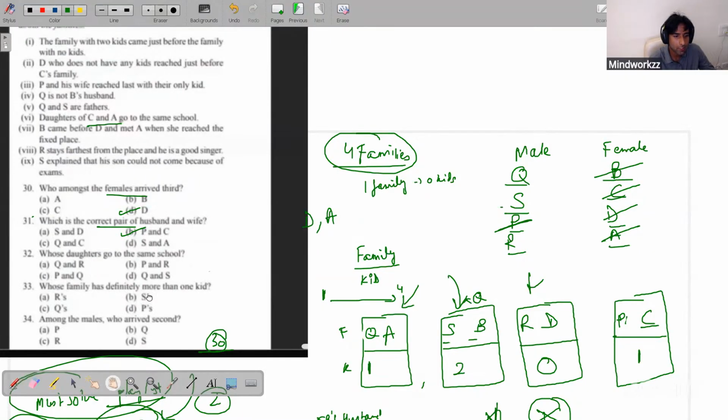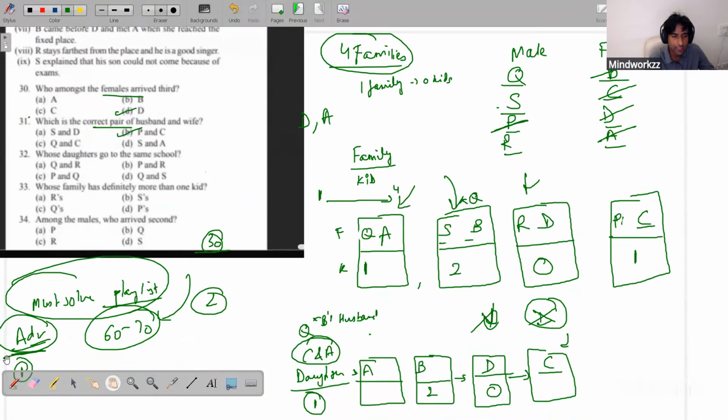But here husbands are given. So C and A, C is P and A is Q. So P and Q's daughters go to the same school. So this is there. Whose family has definitely more than one kid? S's family has more than one kid. Among the males, who arrived second? S arrived second, and that essentially completes the set.